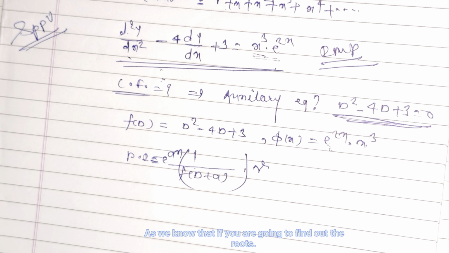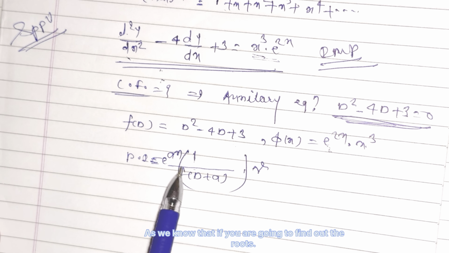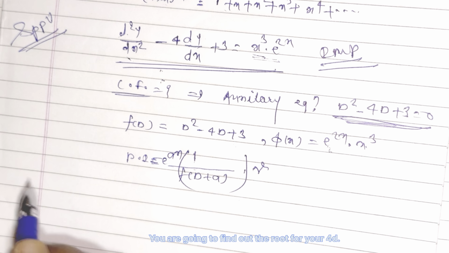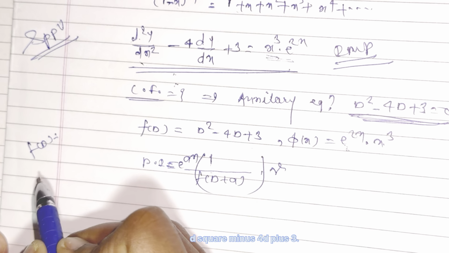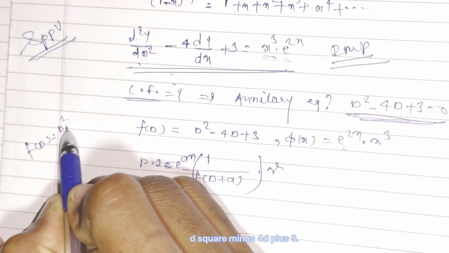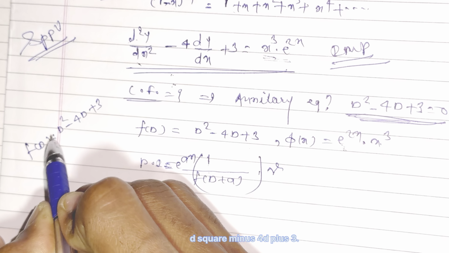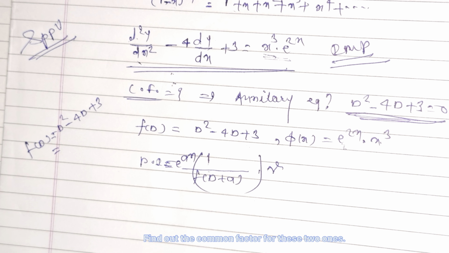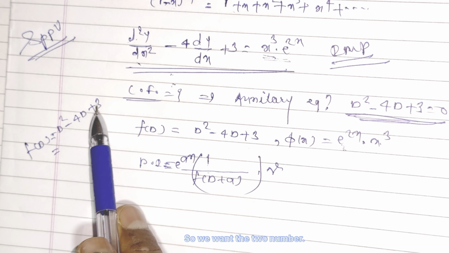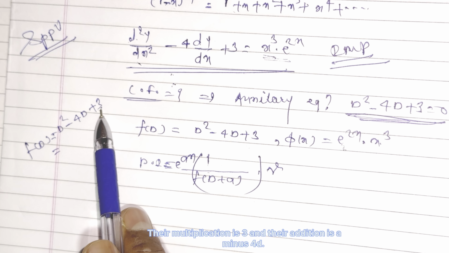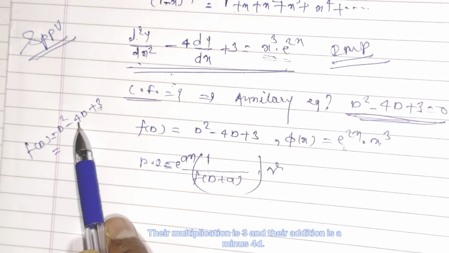If you're going to find the roots for f of D, we have here D square minus 4D plus 3. Find the common factors for this, so D minus a and D minus b, such factors are coming. Let me write this: D square minus 4D plus 3. So we want two numbers whose multiplication is 3 and whose addition is minus 4.